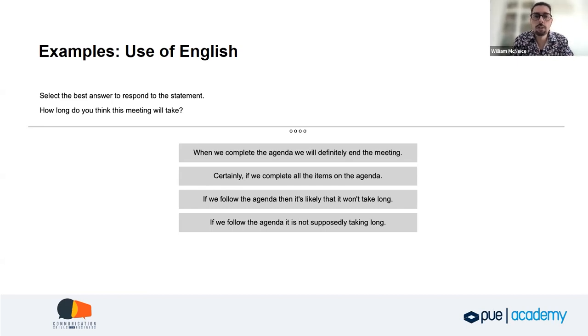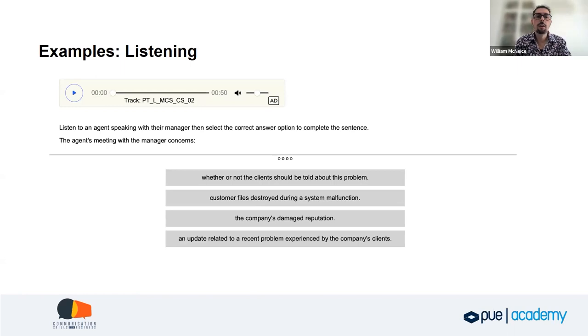The listening section has 2 different types of questions. Here we have a series of short listening exercises. They are around 45 to 50 seconds long, and they're either one person speaking or 2 people having a conversation. And you just have to listen to their conversation and decide which of these is the correct answer.